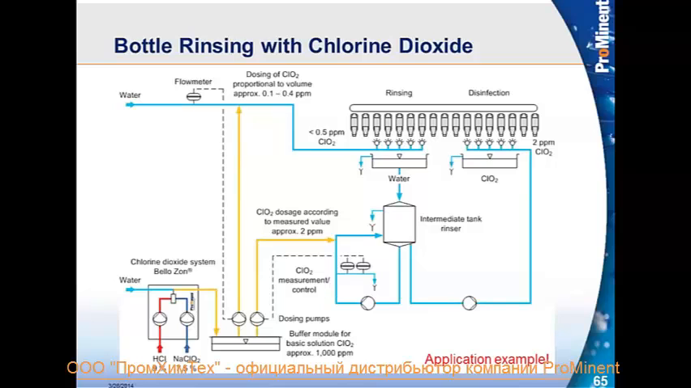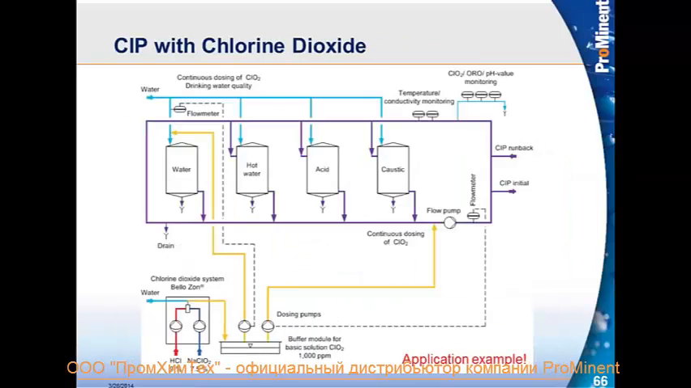For bottle rinsing, this would be when you would wash the outside and the inside of the bottles only. Once again, chlorine dioxide is used to rinse the inside, as we did with the bottle washing process. CIP is used along with hot water, acid, and caustic. Chlorine dioxide could be used in a couple of different places to do CIP.